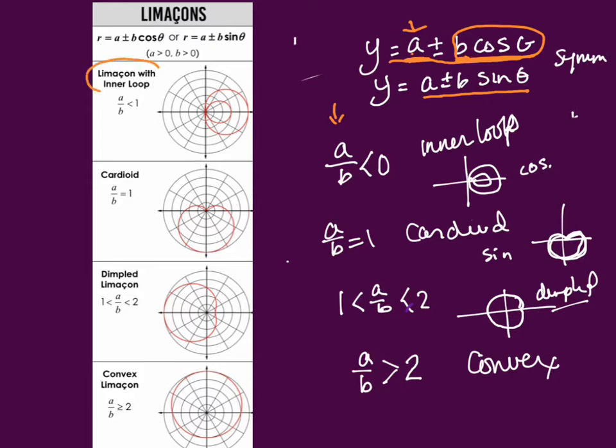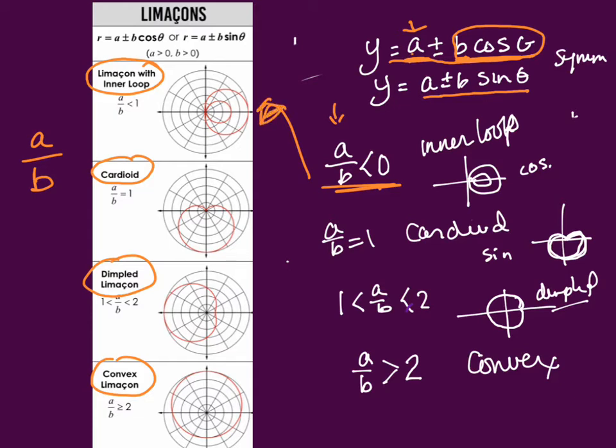There are limacons with an inner loop. There's a cardioid, and there's a dimpled limacon, and there's a convex limacon. And they all have to do with a over b. When a over b is less than 1, you have the inner loop. Okay, you have this guy. So there's one with an inner loop. And this has to be a cosine, doesn't it? Because it's symmetric to the polar axis.